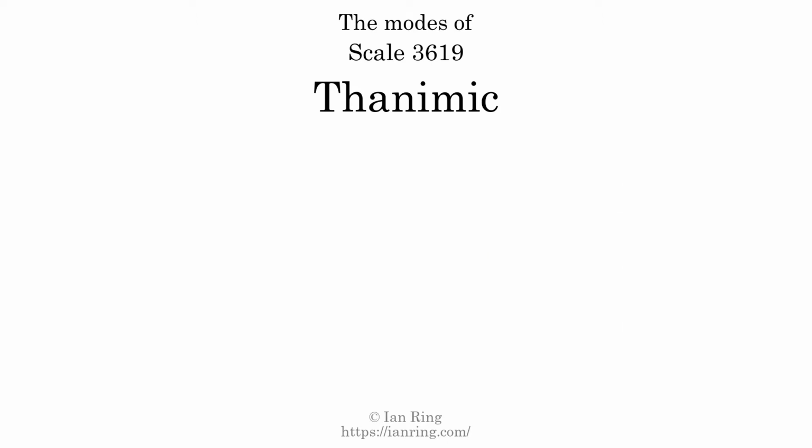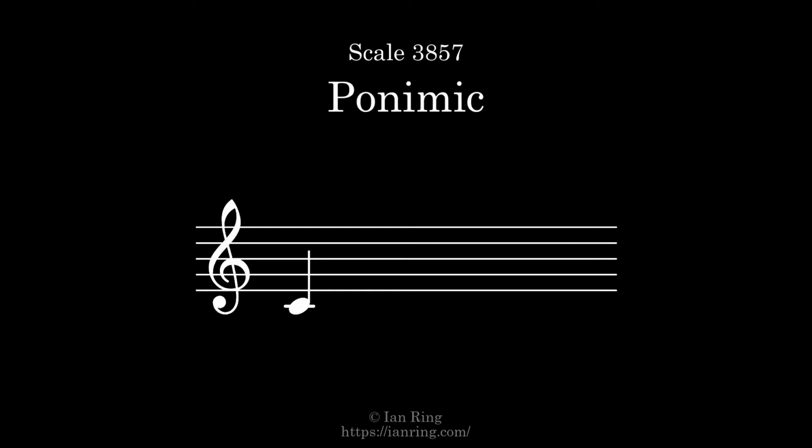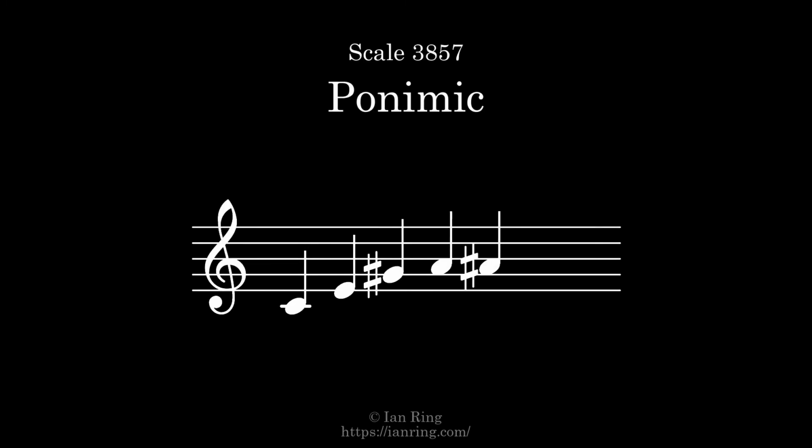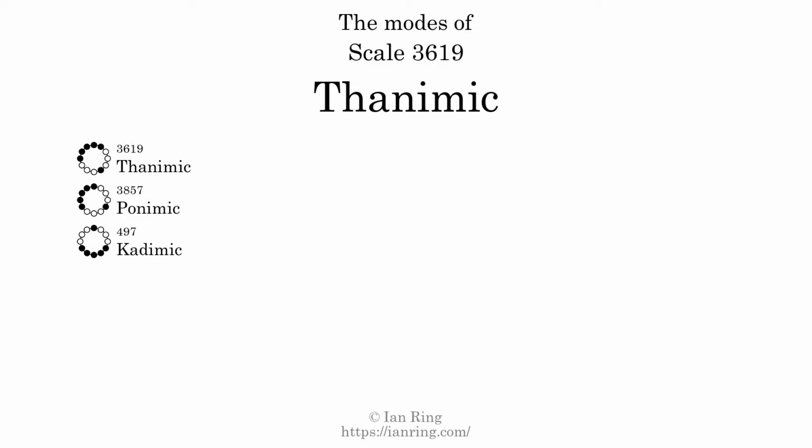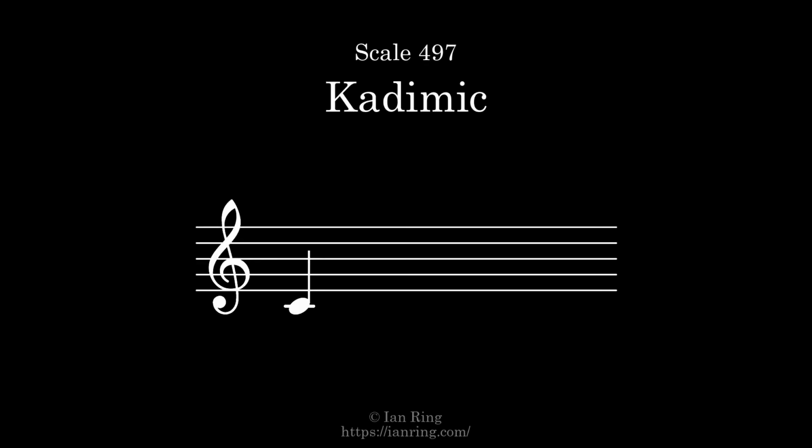This scale has 6 modes. The first mode is itself. The second mode is scale 3857, also known as Thanimic. It sounds like this. The third mode is scale 497, also known as Thanimic. It sounds like this.